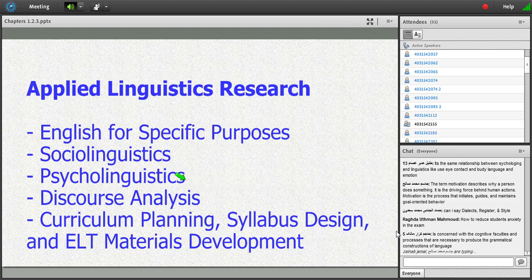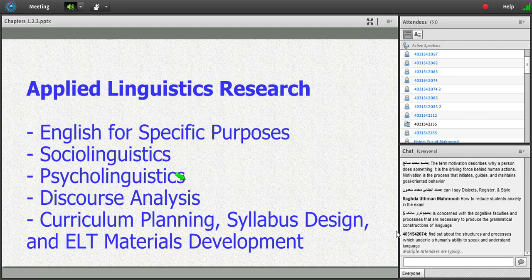How to reduce a student's anxiety in the exam. Exactly. This can be a topic for psycholinguistics. The relationship between a student's level of anxiety and their willingness to participate in group work activities in the class. That can be a topic.